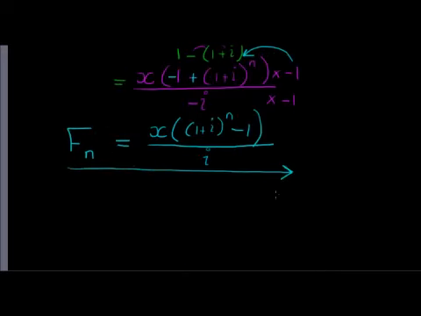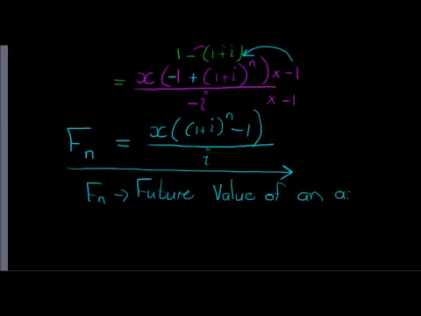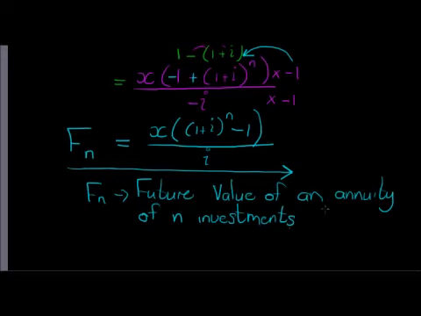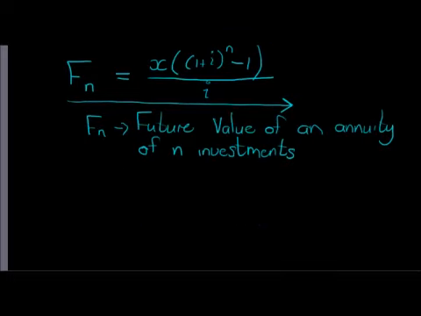So the future value formula for the annuity, where Fn is the future value of the annuity of n investments. N investments, very important. They are recurring investments, so it's the same amount. N investments. X is the recurring investment, so the value of the recurring payment or investment.